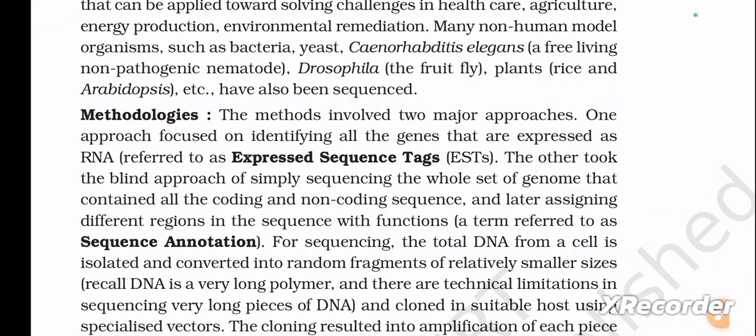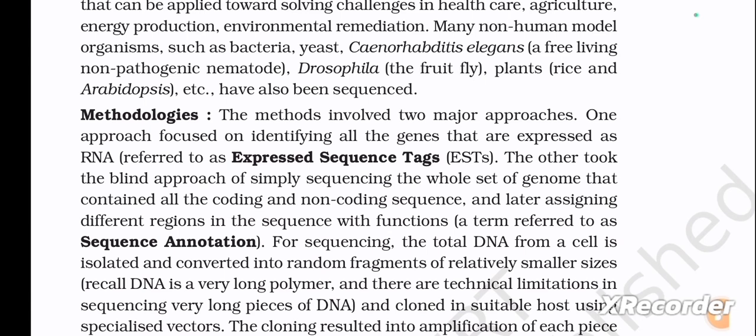Methodologies. The methods involved two major approaches. One approach focused on identifying all the genes that are expressed as RNA, referred to as expressed sequence tags (ESTs). The other took the blind approach of simply sequencing the whole set of genome that contained all the coding and non-coding sequence and later assigning different regions in the sequence with functions, a term referred to as sequence annotation.